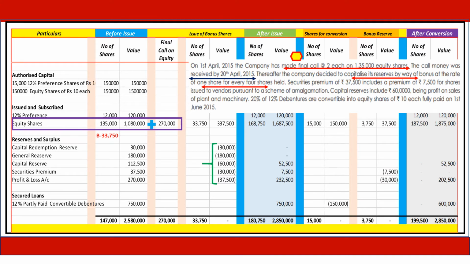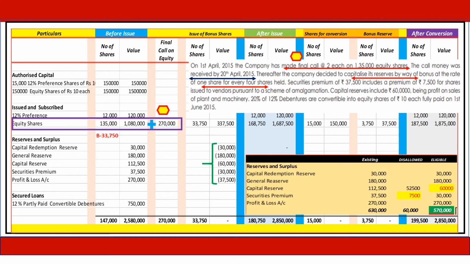What it says, the company made a final call of rupees 2 each on 1,35,000 equity shares. The call money was received on 20th April. Thereafter, the company decided to capitalize its reserves. Securities premium 37,500 includes a premium of 7,500 for shares issued to vendors pursuant to amalgamation. Means it is not out of profits. It is not realized in cash. Therefore, securities premium is eligible to the extent of 30,000.